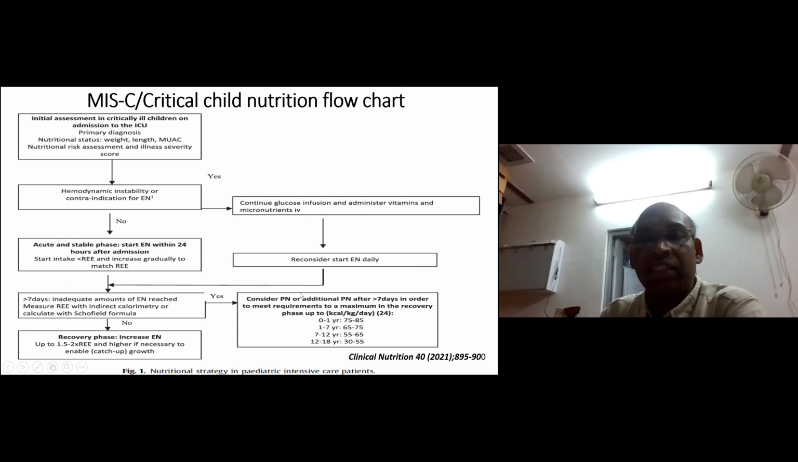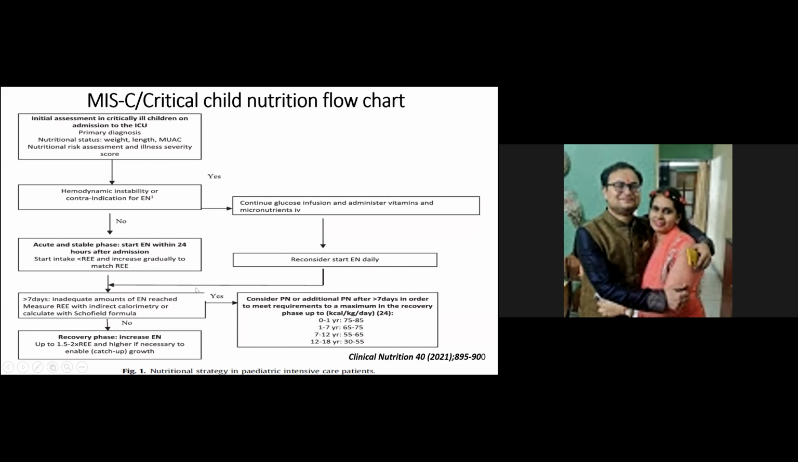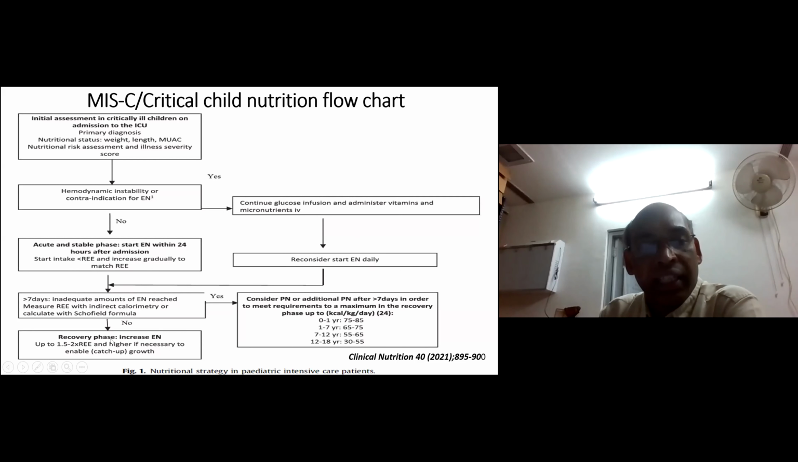After 7 days, we can start TPN if the child is not matching the required amount, and then with the TPN, again we can see whether enteral nutrition can be started or not, and later on we can increase the food on oral nutrition. Thank you. Anything to be added?